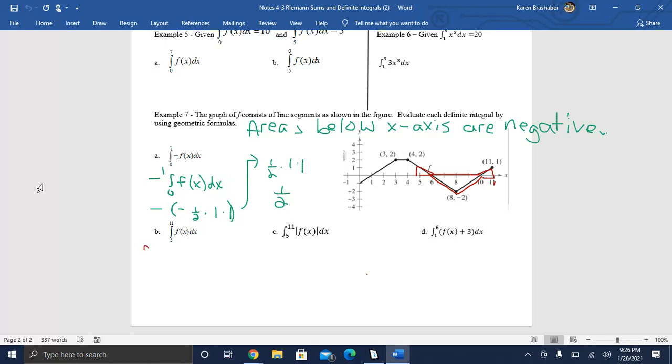So I'll write that in symbols first. We're going to go from 5 to 6 of f of x dx. Because I'm going to be below the x-axis, I'm going to subtract the integral from 6 to 10 of f of x dx. And then back above the x-axis from 10 to 11 of f of x dx.